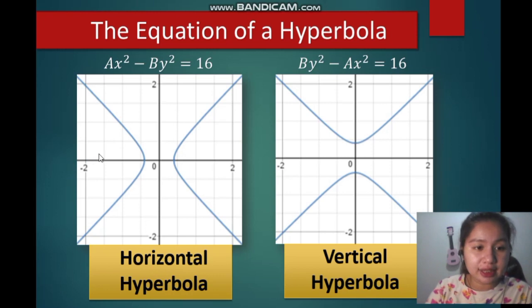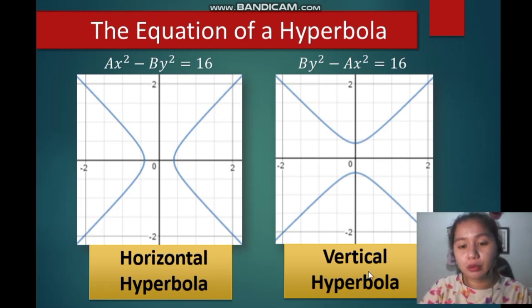Kaya siya naging horizontal hyperbola. Of course, nasa x-axis naglalay yung vertices, itong dalawa, ng ating hyperbola. And then the vertical hyperbola, kung titingnan naman natin dito, nasa y-axis, nasa vertical line, naglalay yung ating hyperbola. Ito yung ating vertices. Naglalay siya kay y-axis, kaya siya ay vertical hyperbola.